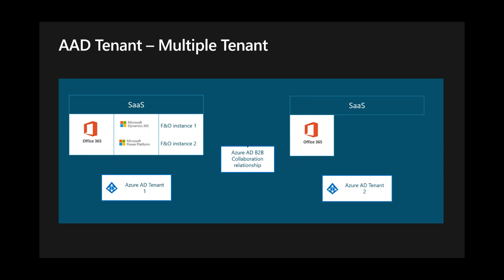You have another tenant, which is AAD tenant 2 on the right side, where you have Office 365 licenses on that tenant. And also you may have non-Dynamics 365 applications running in your organization too. And you may set up the B2B collaboration between your AAD tenants for various benefits, single sign-ons, etc.